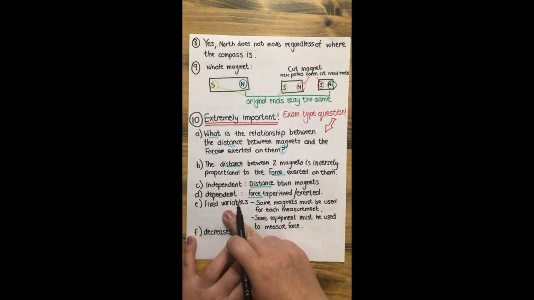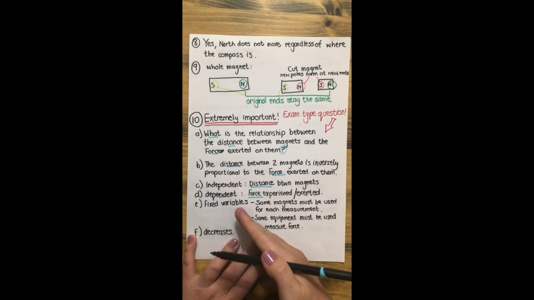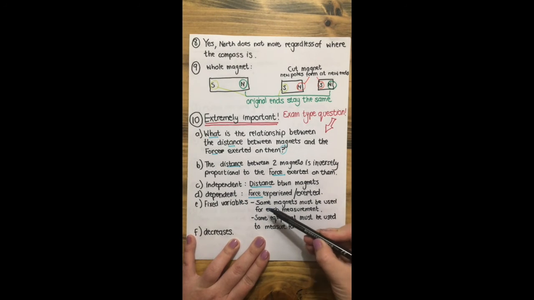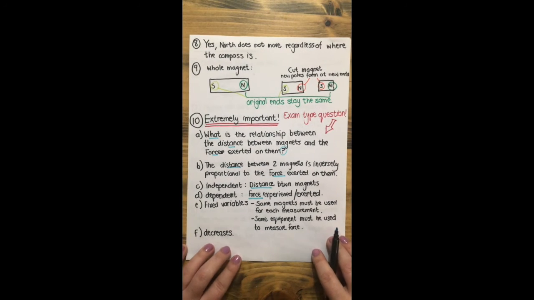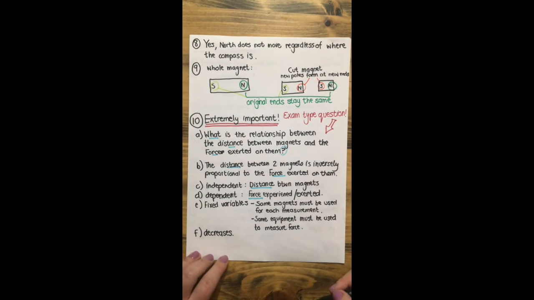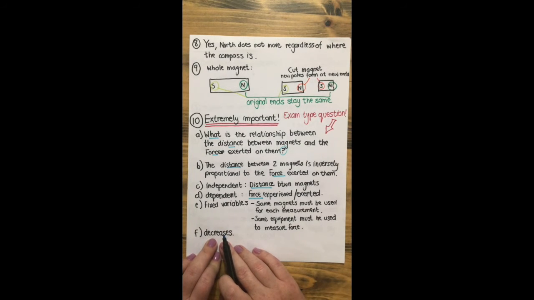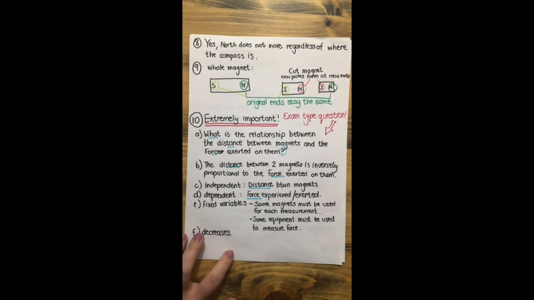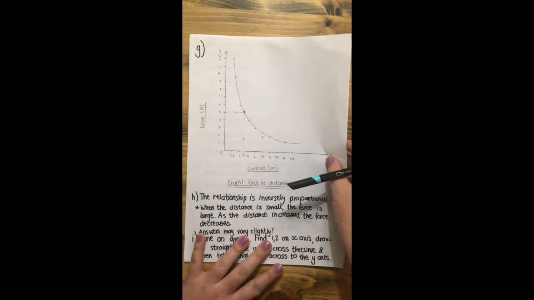Then it goes through your fixed variables. These are the things that you have to keep the same. So you would have to use the same magnets for each measurement. You would also have to use the same equipment. Whatever meter you are using, a force meter, to measure the force between the two magnets, you would have to use that same machine so that it is calibrated equally for each of those magnetic pairs. Then it asked what happens to the force as the distance increases. The force between them decreases.